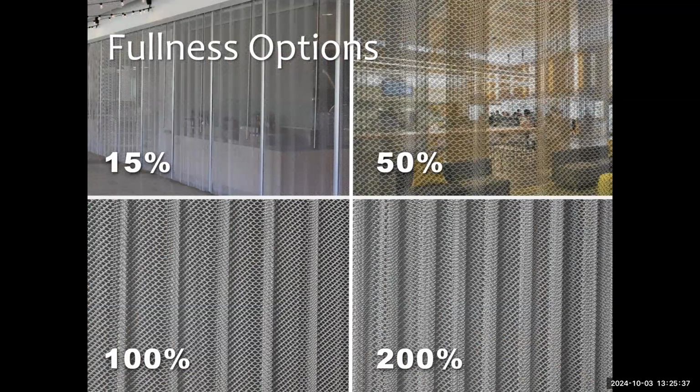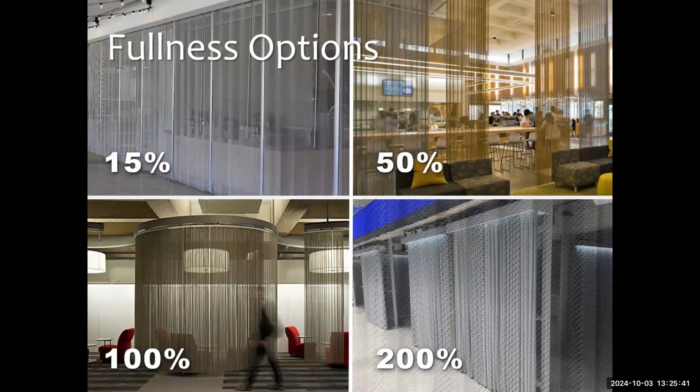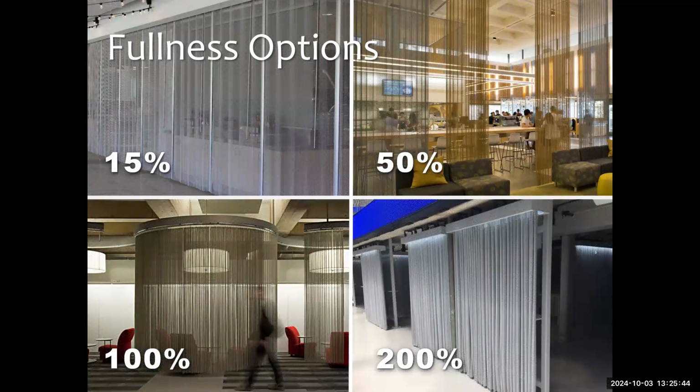Anne had talked a little bit about fullness earlier, and we're going to circle back to go into a little more detail of what fullness is. Fullness is the additional amount of material added to the width dimension to create that density or pleating of the material, as you can see on the screen. For example, if you have a 10-foot opening and you would like the 50% fullness option, you'll be provided 15 linear feet of material, which is then condensed into that 10-foot space.